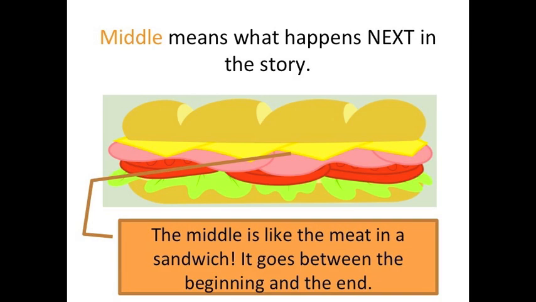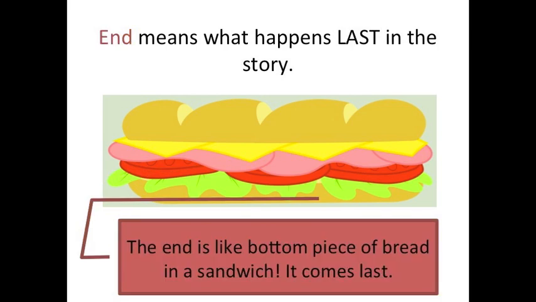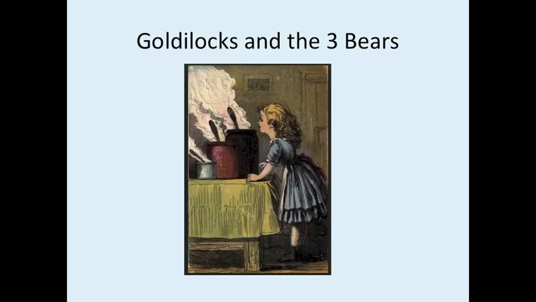The middle is like the meat in a sandwich. It goes between the beginning and the end. End means what happens last in the story. The end is like the bottom piece of bread in a sandwich. It comes last. Let's look at the beginning, middle, and end of Goldilocks and the Three Bears.